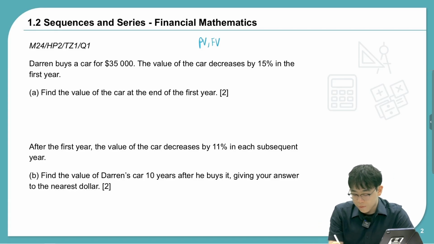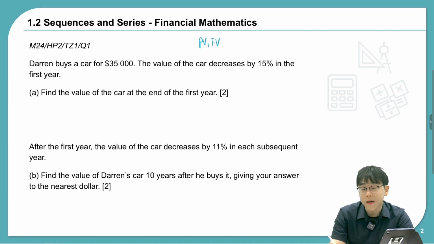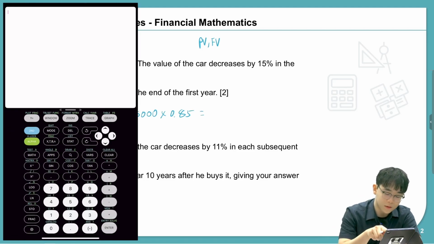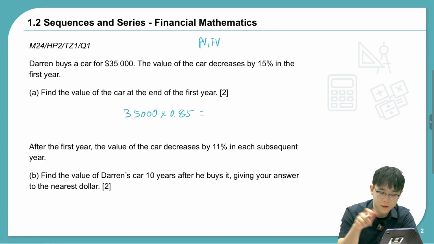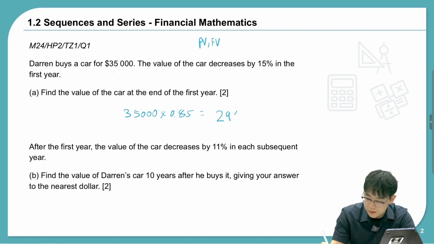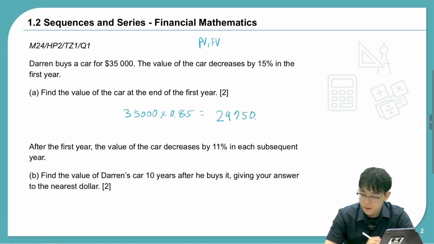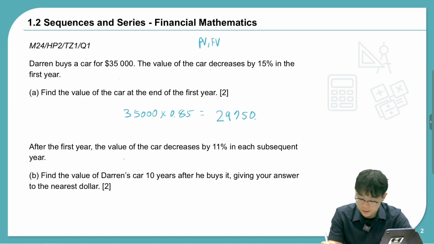Darren buys a car for $35,000 and it decreases by 15% in the first year. If you want to find the value of the car at the end of the first year, all we have to do is simply multiply 35,000 by 0.85. On our calculator, 35,000 times 0.85 is 29,750.